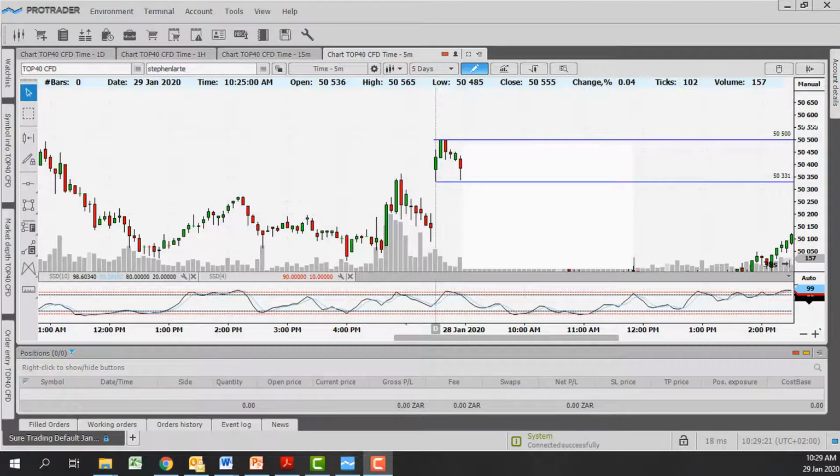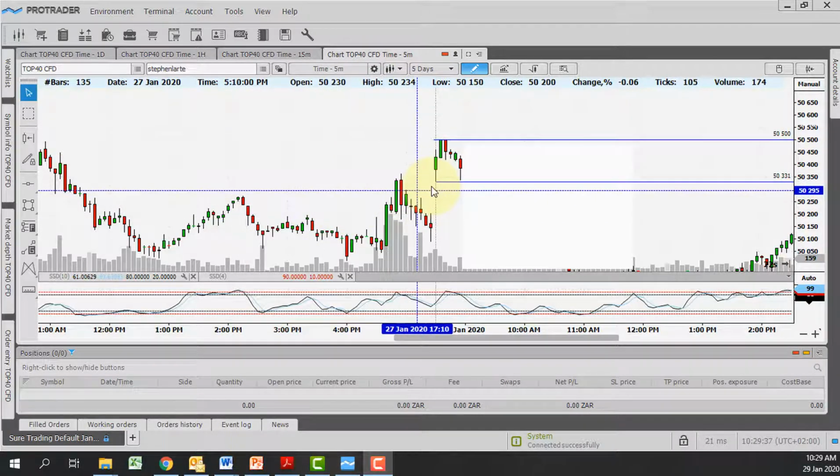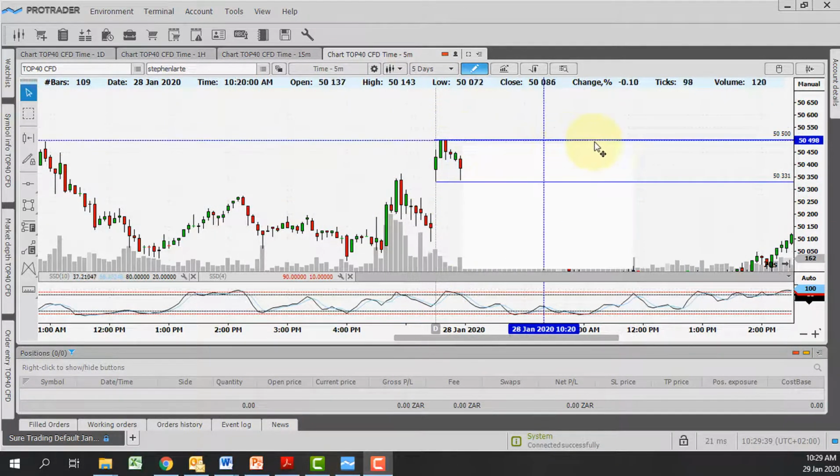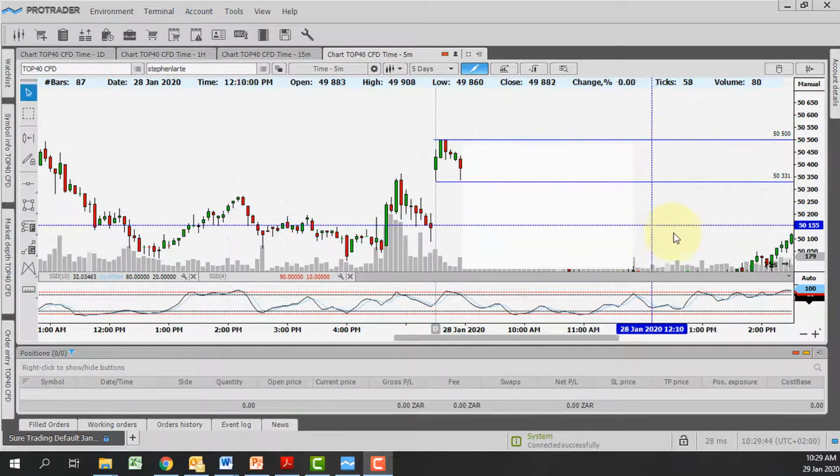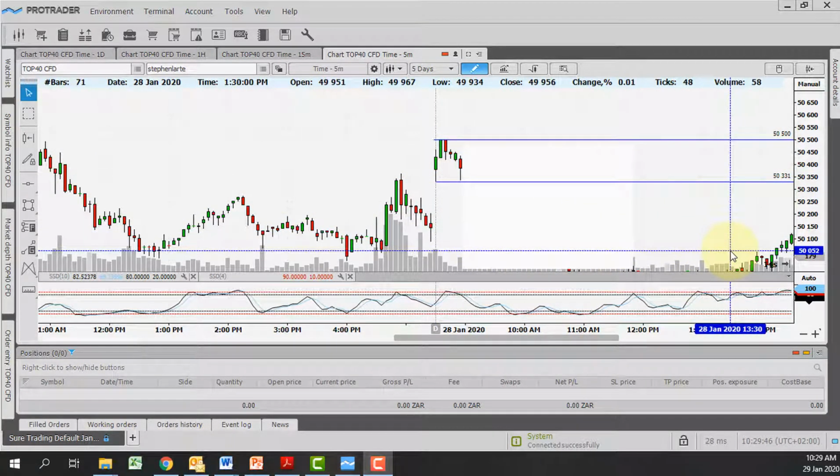Hi everyone. In this video we're going to show you the basics of entering a trade using the opening range breakout strategy. So as you can see, I've got a top 40 CFD 5-minute chart up. I have already drawn my range lines. For this particular instance, I've blocked out the rest of the candles just so I can take you through them one by one to see what happens in this trade.